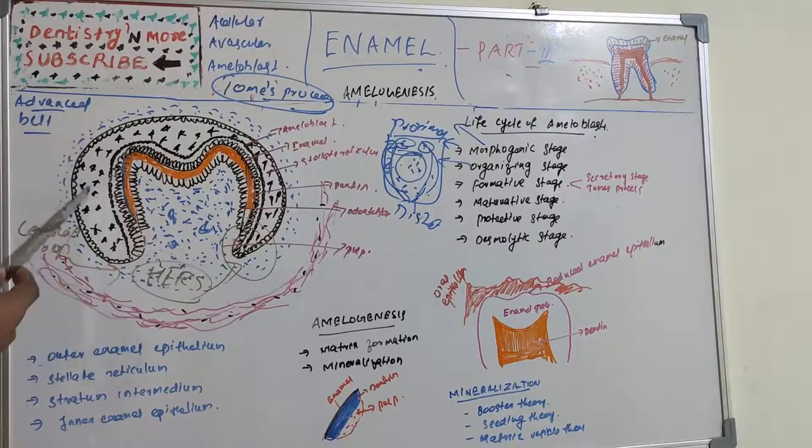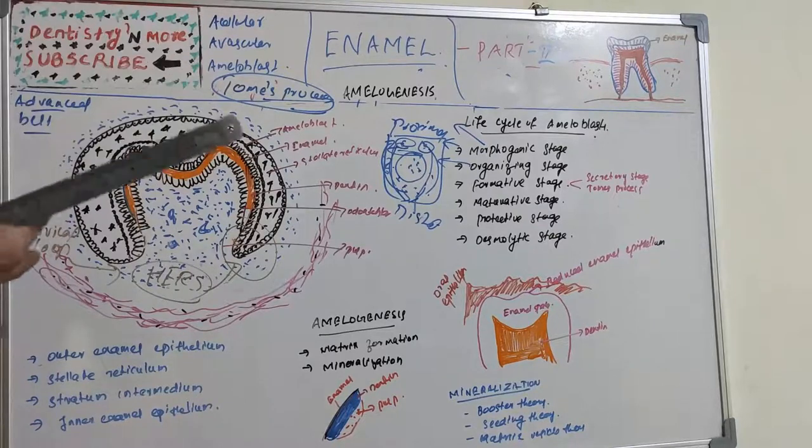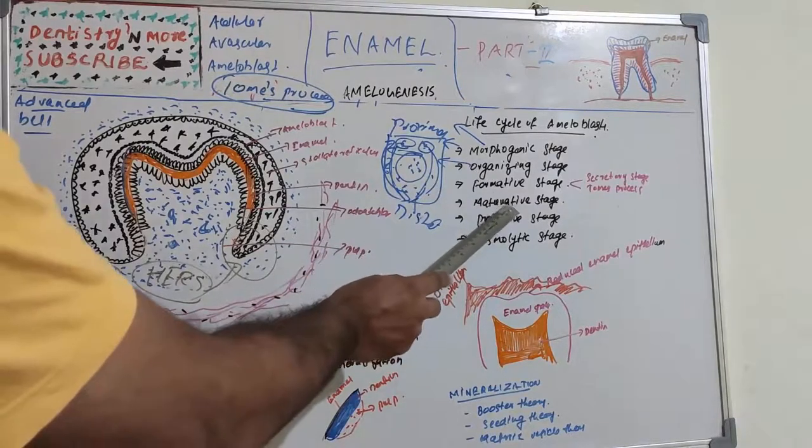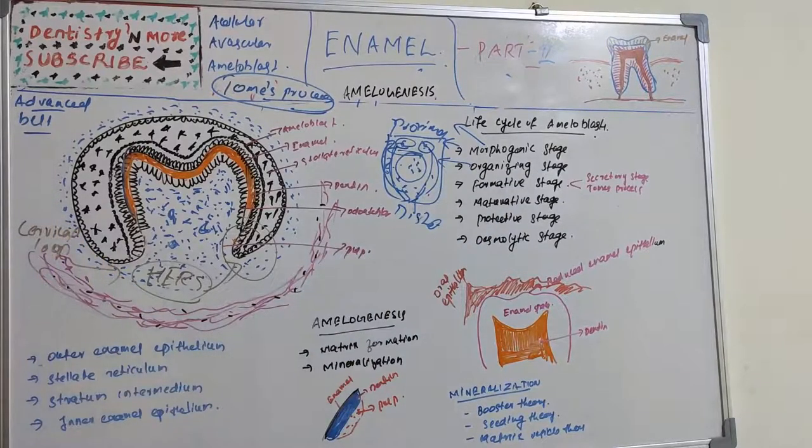So in enamel maturation, ameloblasts are involved in a cyclic process in which organic material is removed and inorganic material is introduced, and this process is reflected in the morphology of the cells. Okay, so organic material will be removed and inorganic material will be placed. That is the maturative stage.